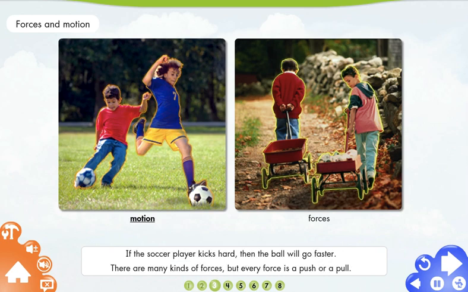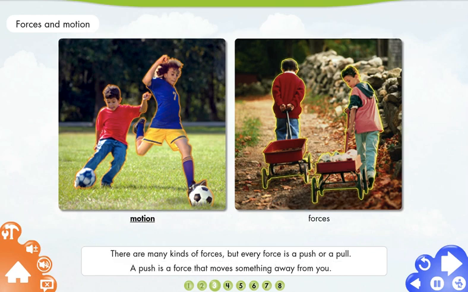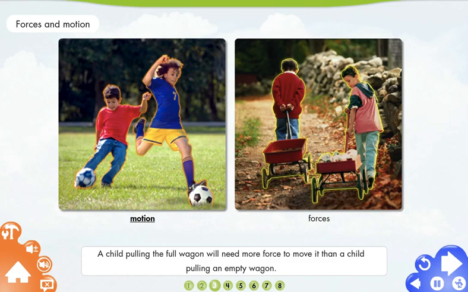There are many kinds of forces, but every force is a push or a pull. A push is a force that moves something away from you. A pull is a force that moves something toward you. You can push a button or pull a wagon. A child pulling a full wagon will need more force to move it than a child pulling an empty wagon.